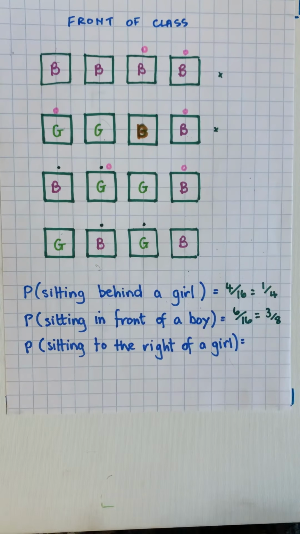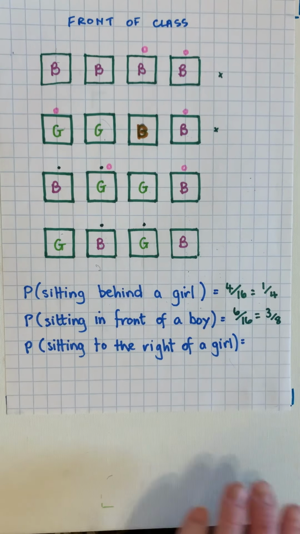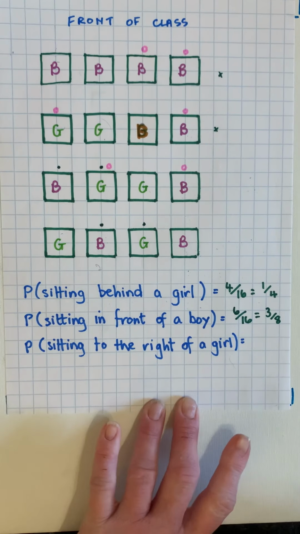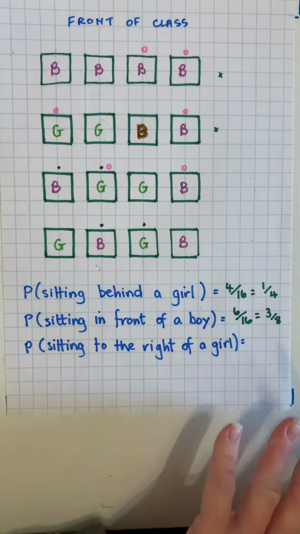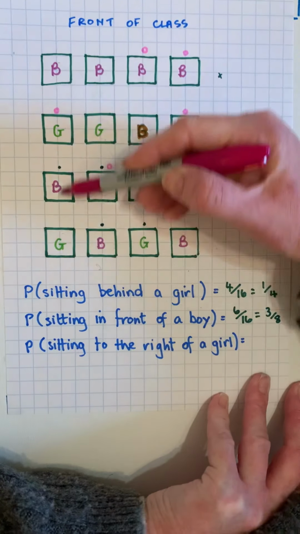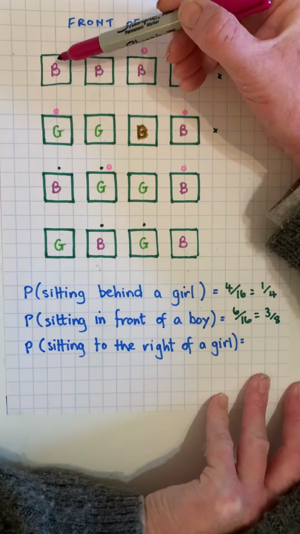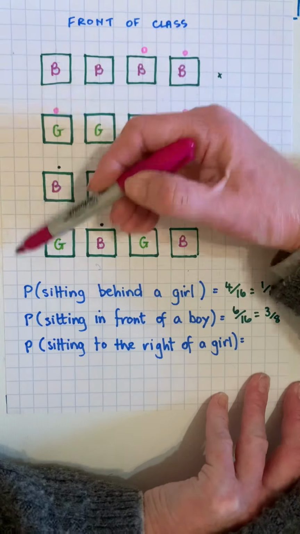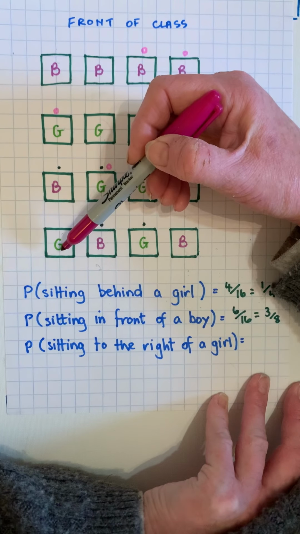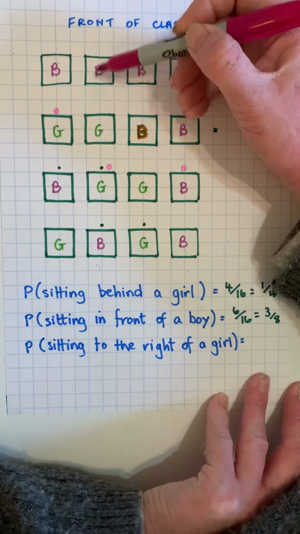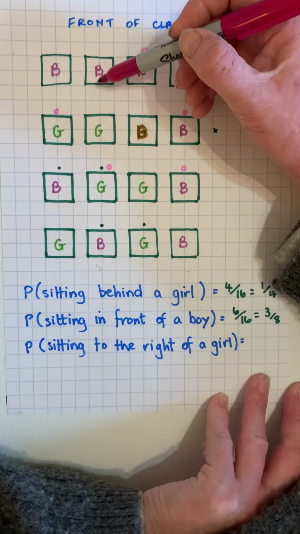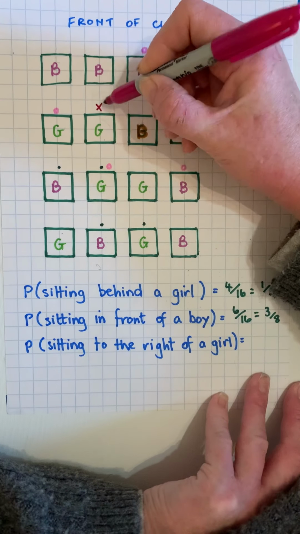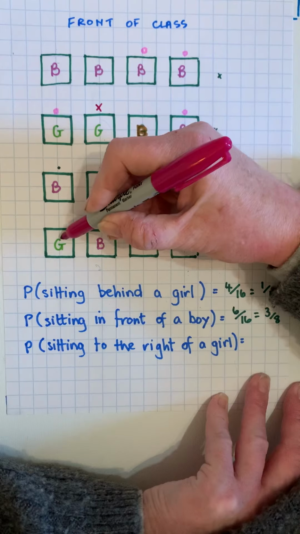And then the next final question. What is the probability, choosing someone at random, that they are sitting to the right of a girl? I'm going to start with this column here. These 4 students are on the right of nothing, so none of them can be sitting to the right of a girl. Going to this column here, this student sits to the right of this girl. This student sits to the right of this girl.